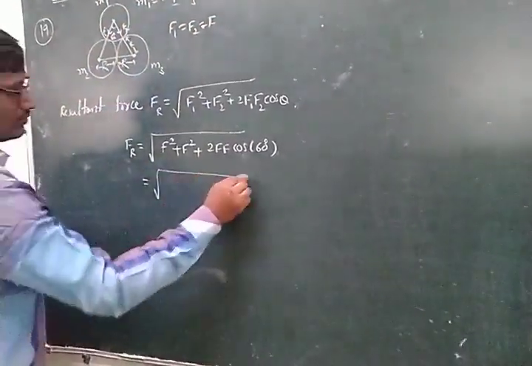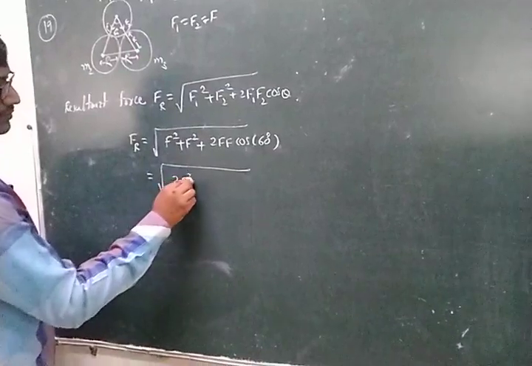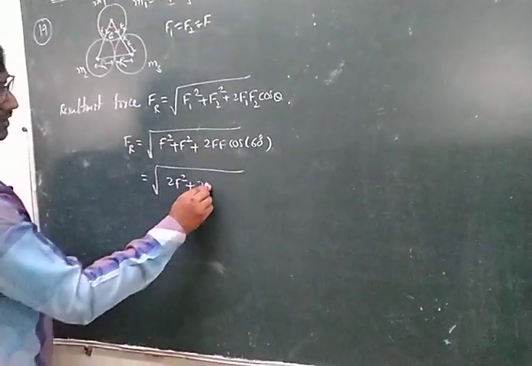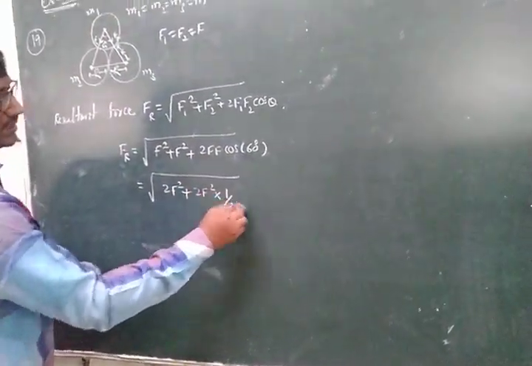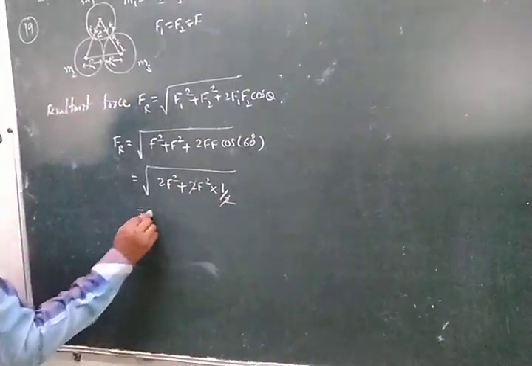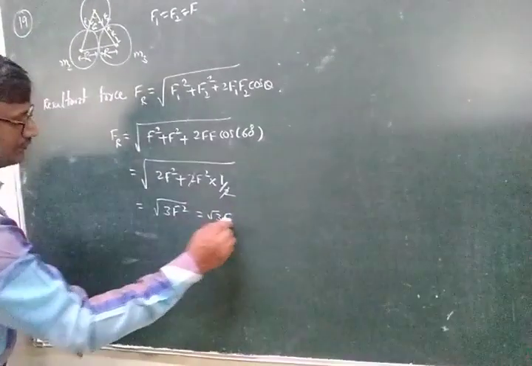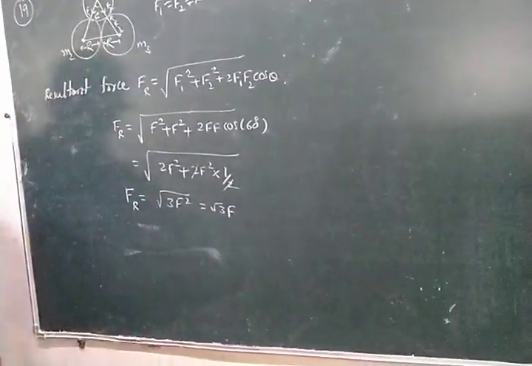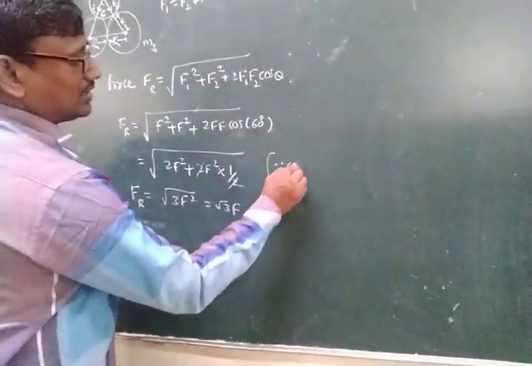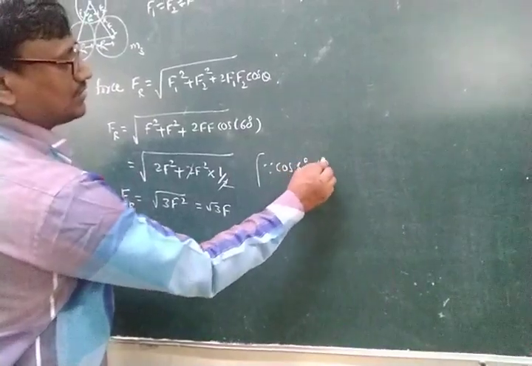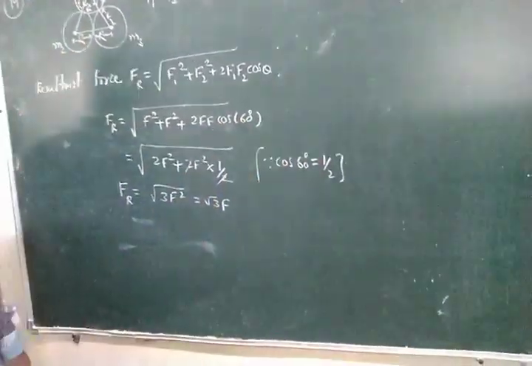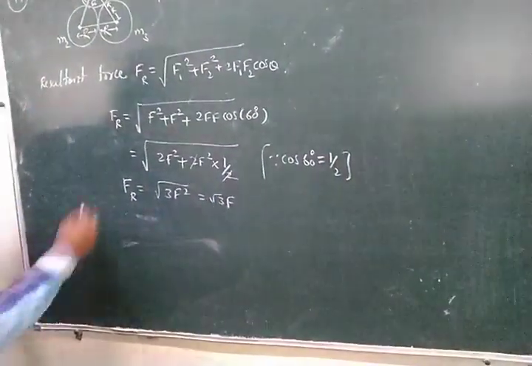Then we get the square root of 2F square plus 2F square into cos 60, which is 1 by 2. Cancel, so that is equal to the square root of 3F square, root 3 into F, which is Fr. Here cos of 60 degrees is equal to 1 by 2, and F is nothing but the gravitational force.